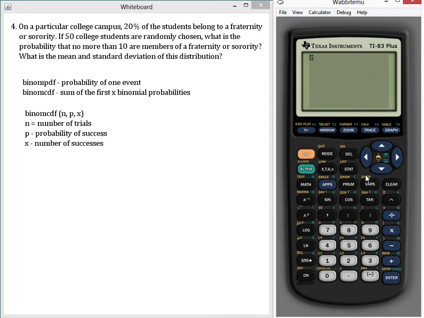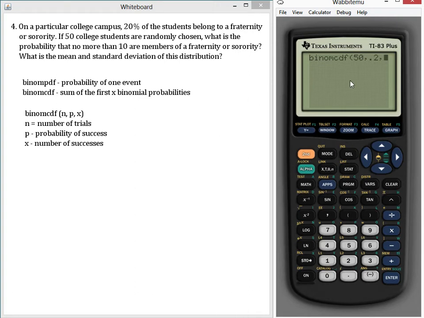So let's pull up the binomial distribution Binomcdf function. All right, because we decided we want the cumulative one. N, the number of trials, we have 50 trials of this experiment, because we're asking 50 students if they're members of a fraternity or sorority. The probability that any one of those students is a member is 20% or 0.2. And since we want no more than 10 to be members of a fraternity or sorority, no more than is the same as 10 or fewer. So between 0 and 10.